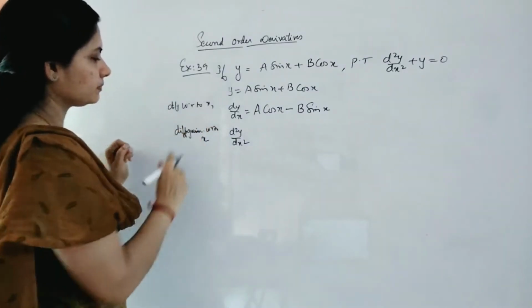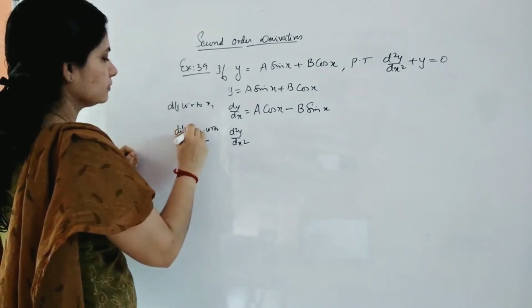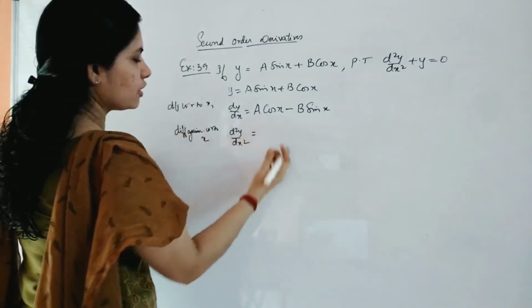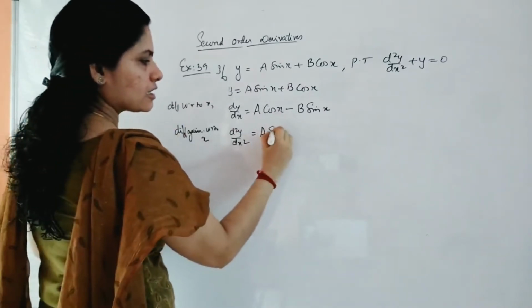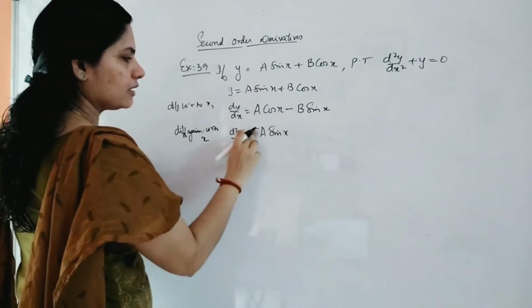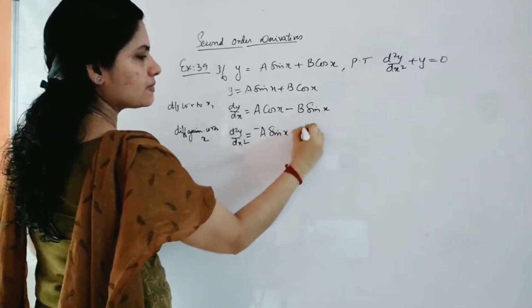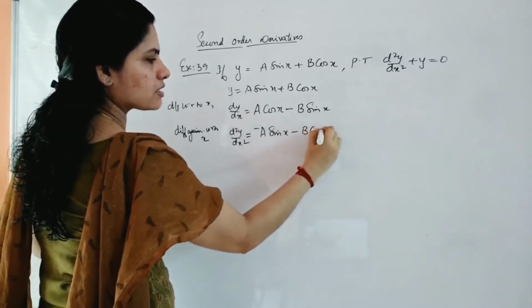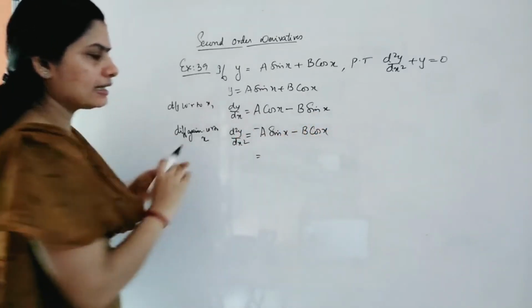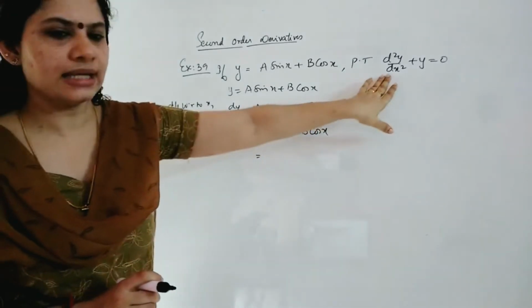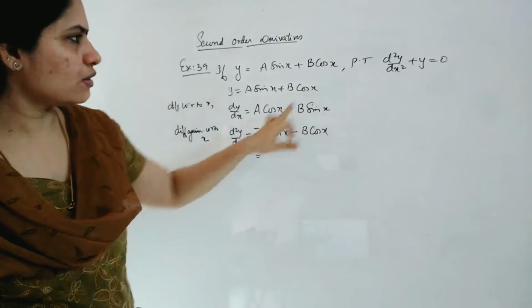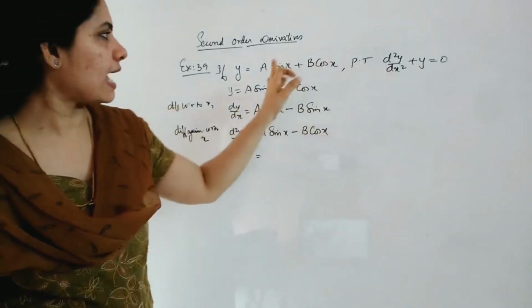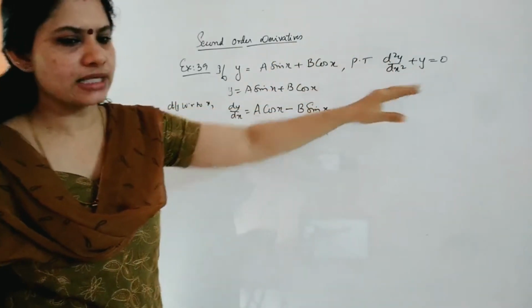What you will get? d square y by dx square: a into derivative of cos, it is minus sin, so you get a negative sign here. Then minus b, derivative of sin is cos. So either you take the left hand side of the given thing, replace the value of d square y by dx square and y's value, and you will get it to be 0.